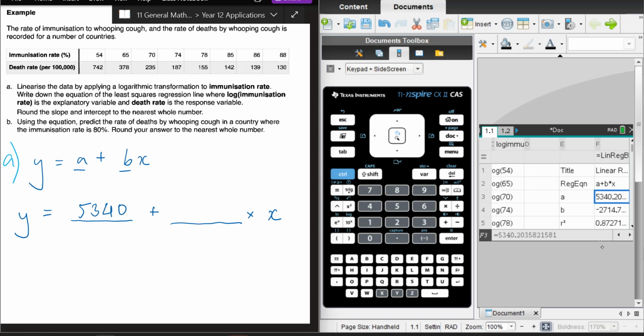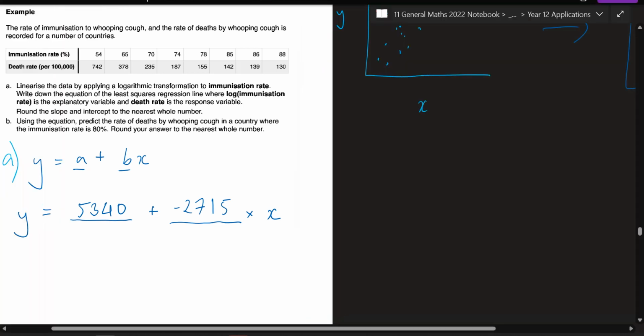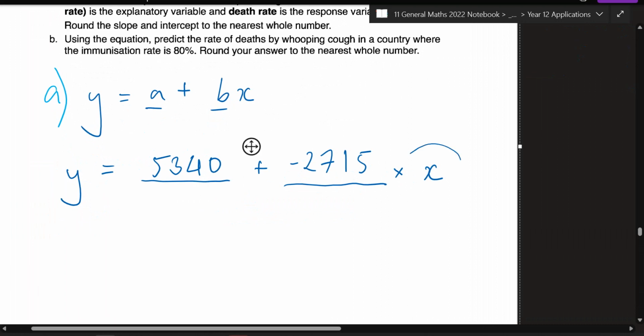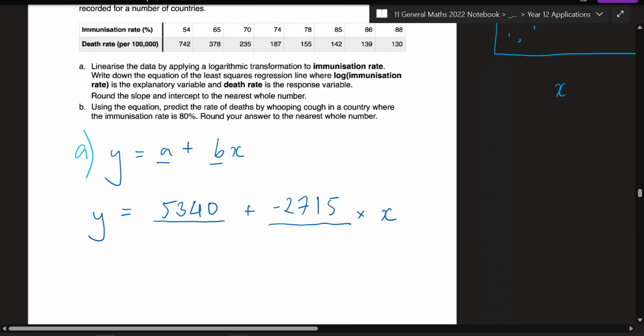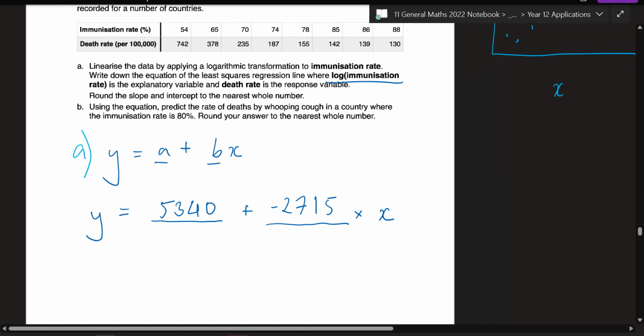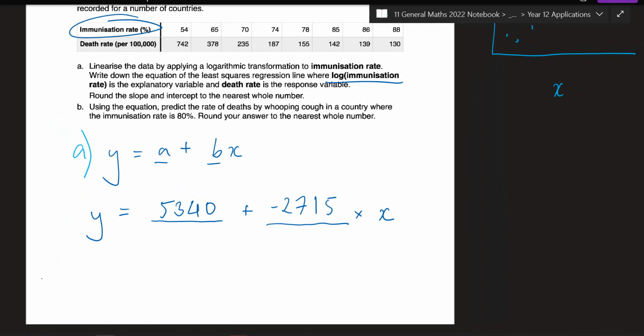And then for the slope, or B, in this case here, negative 2714.7. So we'll make it negative 2715, because they want it to be the nearest whole number. And then the last thing to do is change X and Y to whatever the EV and RV was. Be mindful again of whatever it is you transformed. Remember, in this case we transformed X, which is your log for immunization. So that means the actual Y variable is going to be death rate.